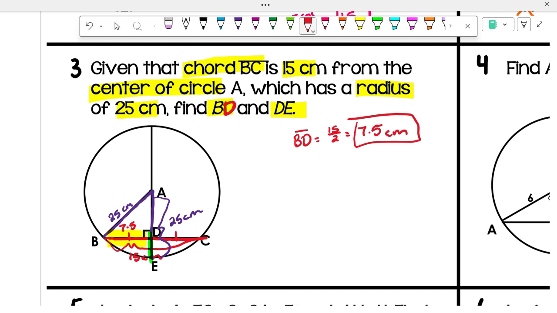Now, let's come up with a plan to find DE. So DE is just that little piece of the radius AE. So I know that the radius AE is 25. How do you think I can find DE? Split it into 2. Divided by 2. Can I? Why? Give me 2 reasons.